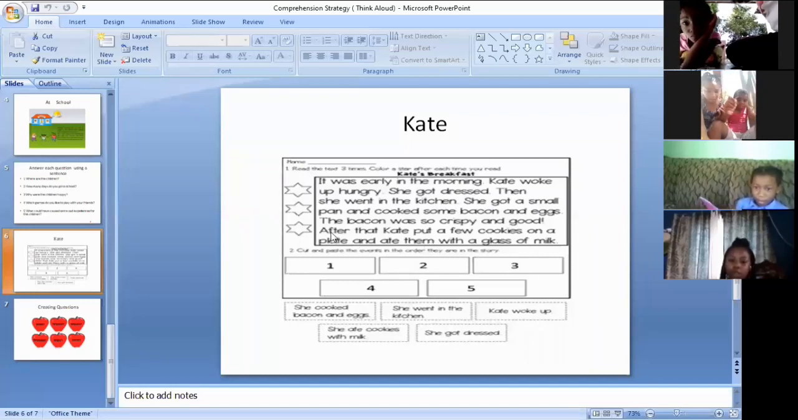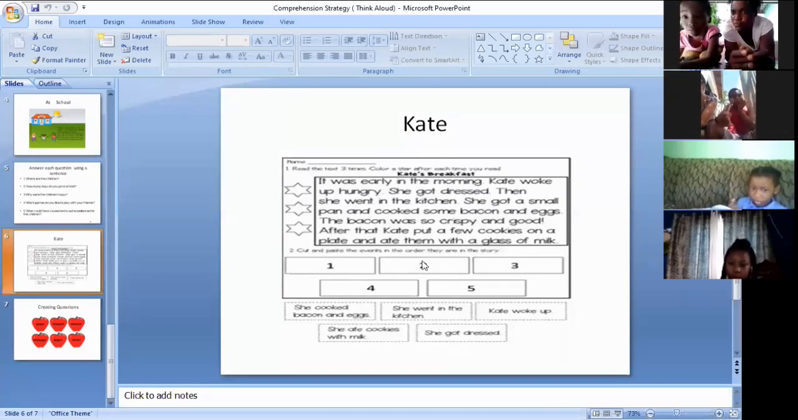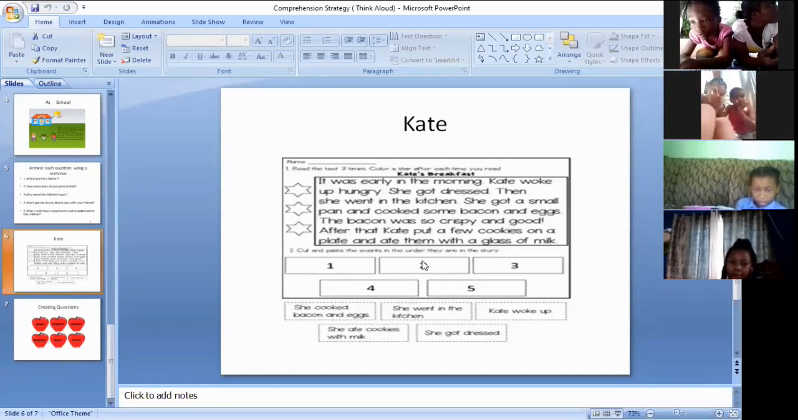You are going to look at this. Let us read the last part of this story. After that, Kate put a few cookies on a plate and ate them with a glass of milk. See, Kate was very hungry. She cooked bacon and eggs, and they tasted good, but after that, she felt for something more. So she went back and she had a few cookies and a glass of milk. Then she really felt full. All right. So you are going to use, let me put this back up.